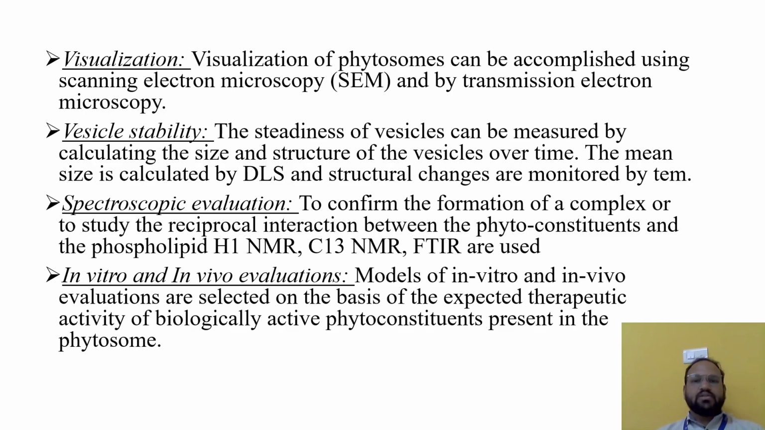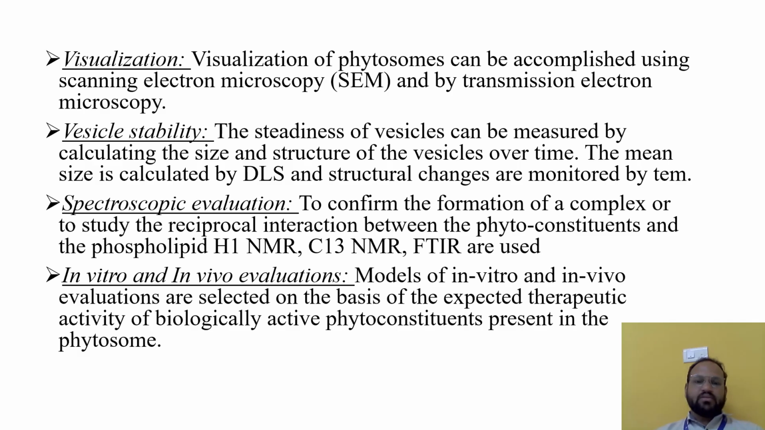So visualization. Usually, what is the size, what is the shape, and how does it look? Whether it has a vesicular shape, what kind of shape it has. So you can check it through SEM. Sometimes TEM also can be used. Vesicle stability. The steadiness of vesicles can be measured by monitoring the size and structure of the vesicles over time. The mean size is calculated by DLS and structural changes are monitored by TEM.